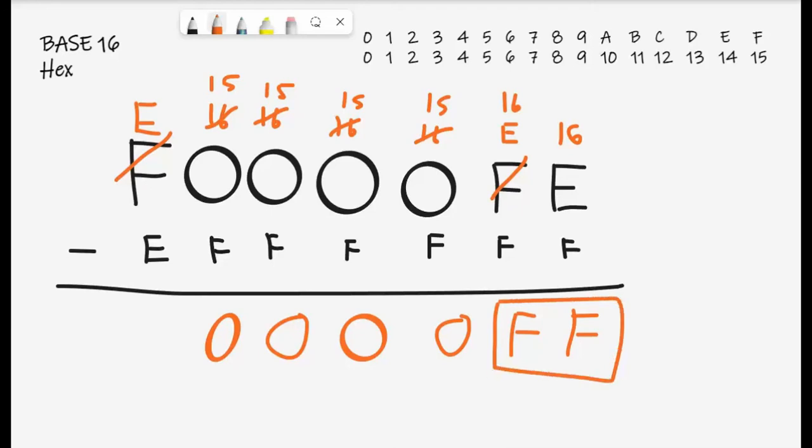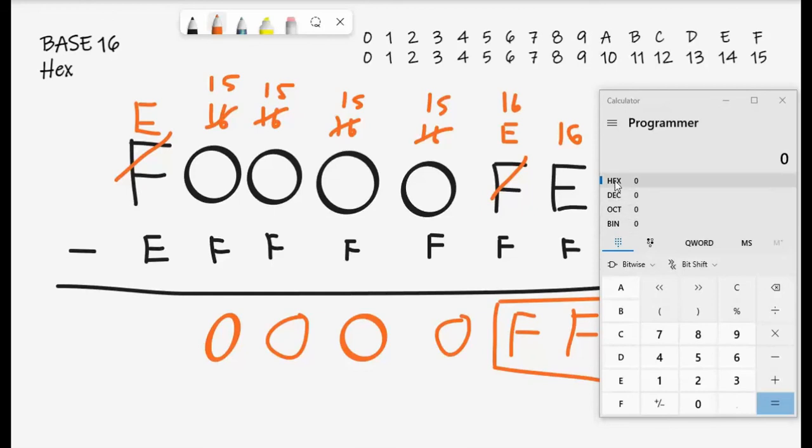Let's check our work. Let's make sure we're in hex mode, and then that was F, 1, 2, 3, 4, 4 zeros. And then an F and an E minus E, 1, 2, 3, 4, 5, 6 Fs equals FF. And there you have it.